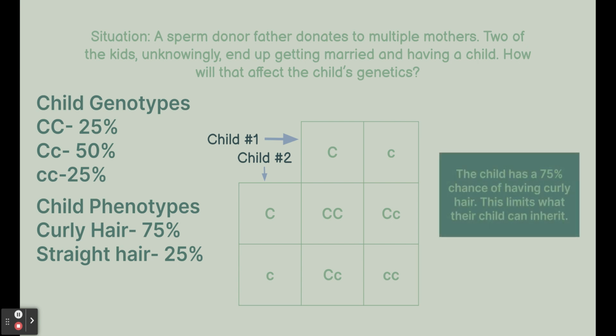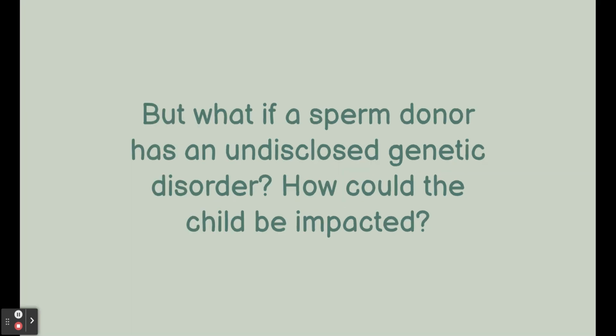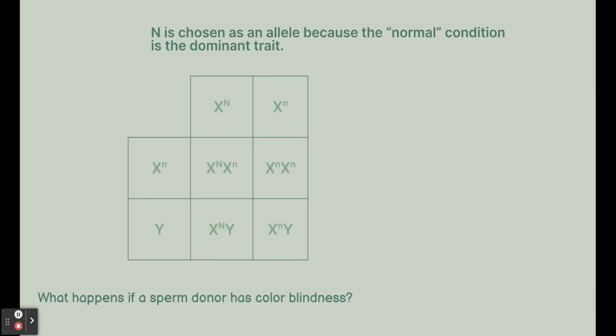So, this child, yeah, that's what I already talked about. But what if a sperm donor has an undisclosed genetic disorder, like we talked about a few minutes ago? How could the child be impacted genetically? So, this example is going to use color blindness, and N is chosen as the allele because it's the normal condition for color blindness. The mother this time is on the top and the sperm donor is on the side. The sperm donor obviously is male and the mother is obviously female.